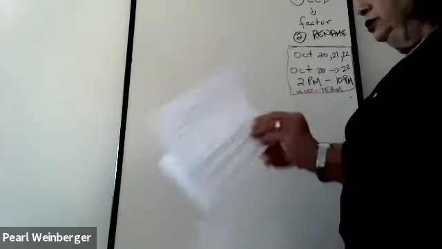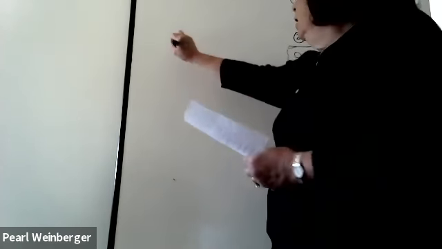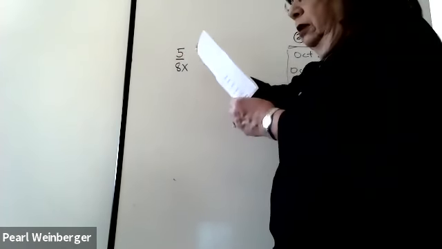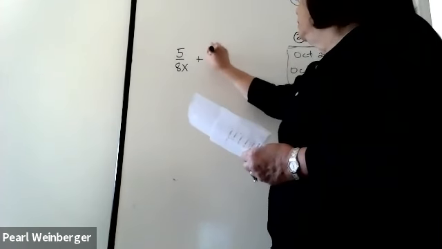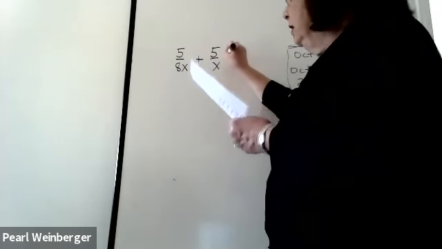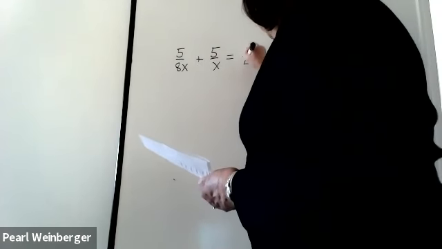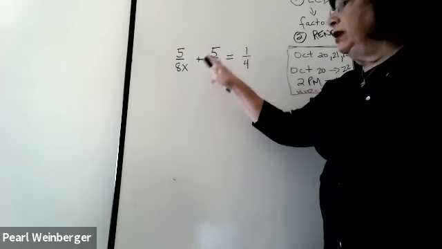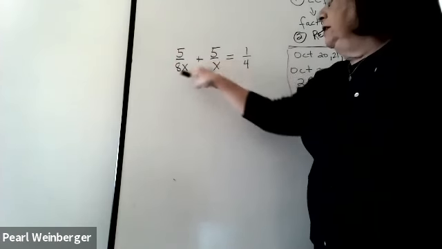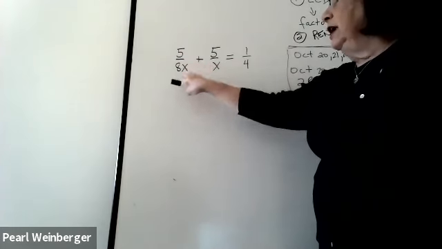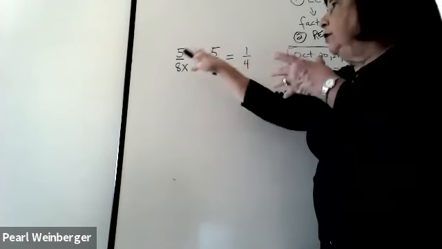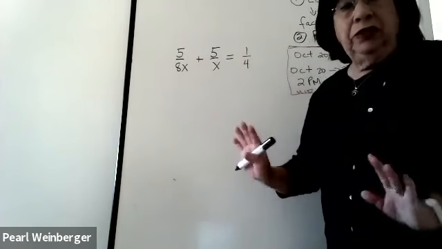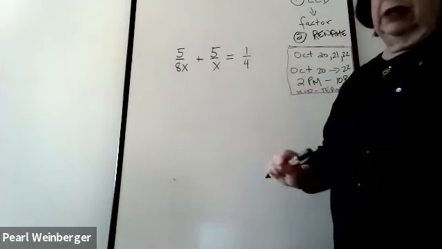Suppose I gave you a question that looks like this: 5 over 8x plus 5 over x equals 1 over 4. This is not a proportion. It is a fractional equation, but it's not a proportion because on this side of the equation, I have more than one fraction. Either I have a whole number with a fraction, or I have two fractions together. I have more than one item on a side.